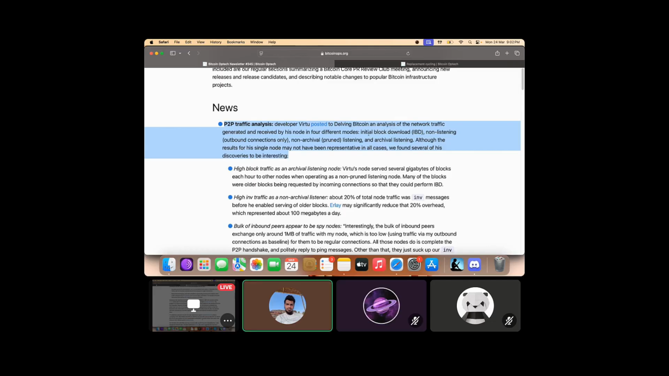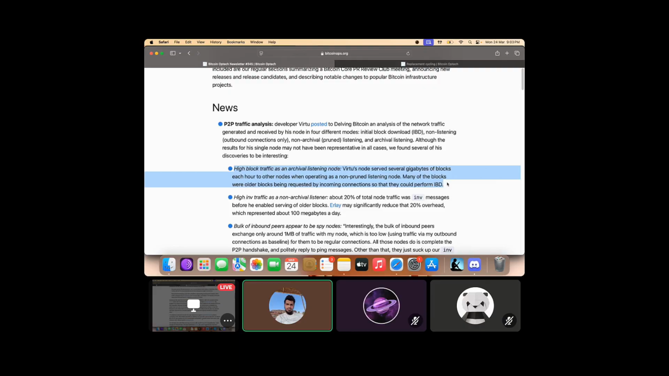First, we'll talk about the archival listening node. This is when your node downloads the entire blockchain and it caters to both inbound and outbound connections. So high block traffic as an archival node. Virtu's node serves several gigabytes of blocks each hour to other nodes when operating as a non-pruned listening node. Many of the blocks were older blocks being requested by incoming connections so that they could perform IBD.